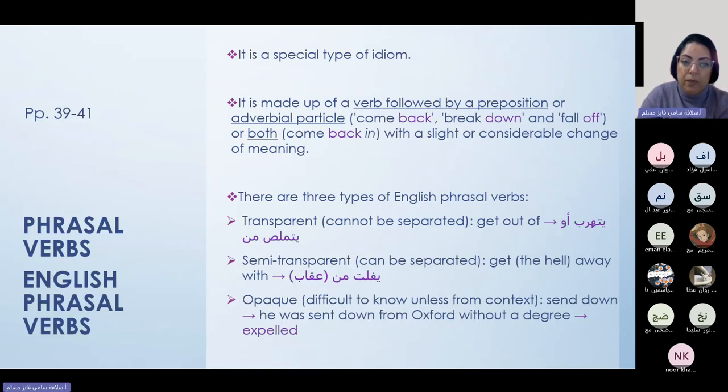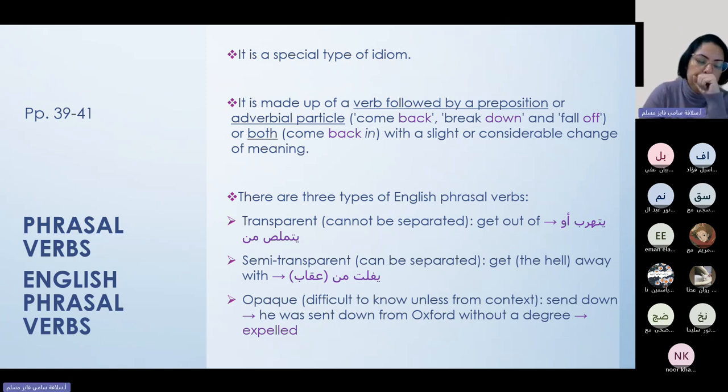هاي بالنسبة للنيولوجيزم. Now we have two parts: phrasal verbs. We have the phrasal verbs that are English phrasal verbs and we have Arabic phrasal verbs. These are special types of idioms. Okay, what are idioms, guys, in Arabic? مصطلحات. تعبير اصطلاحي. Yes, Noor. Exactly. Okay. It is made up of a verb فعل followed by a preposition or an adverbial particle.